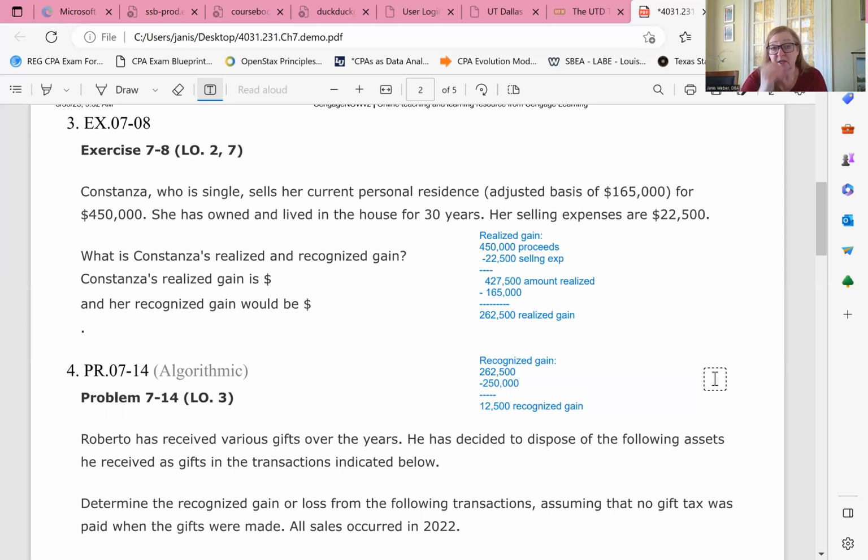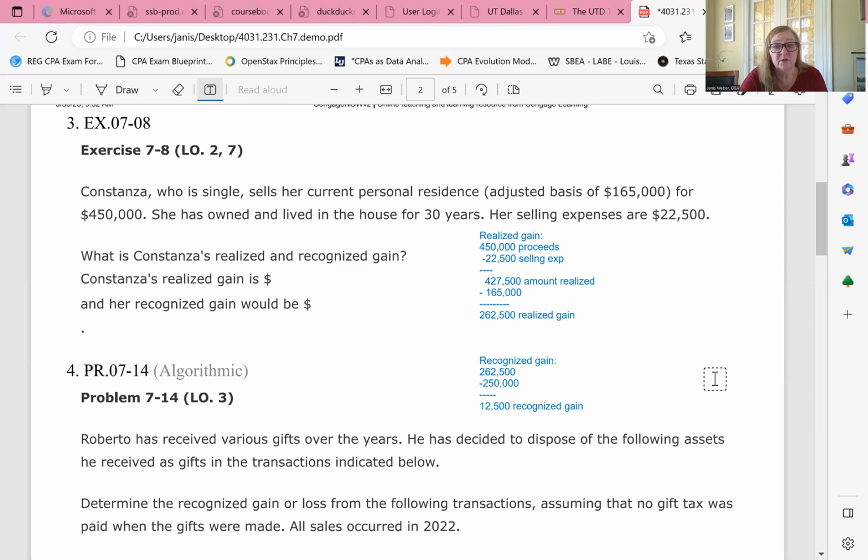And so the kicker that makes you qualify is you have to have lived in this home as a personal residence for at least 2 out of the last 5 years, and you can't do it more often than every 2 years. So there's got to be 2 years between the times you ever would utilize this. And it has to be sold as a personal residence, not some alternative use.